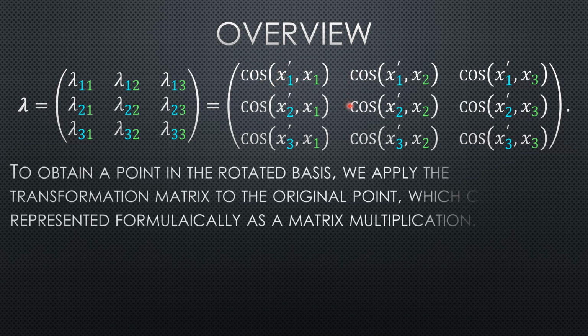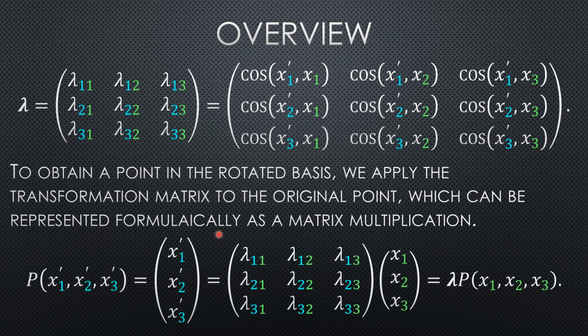And in this, what we can say is that to obtain a point in the rotated bases, we apply the transformation matrix to the original point, which can be represented formulaically as matrix multiplication. And this is how we deal with rotations in 3D space within the scope of classical mechanics. If I want a primed axis coordinate, I create the direction cosine matrix, lambda in this context, and multiply it by the previous point.